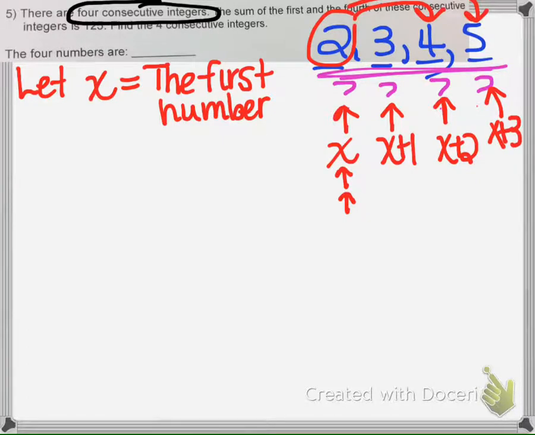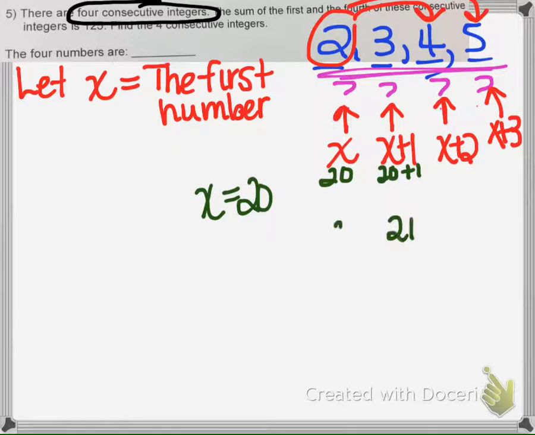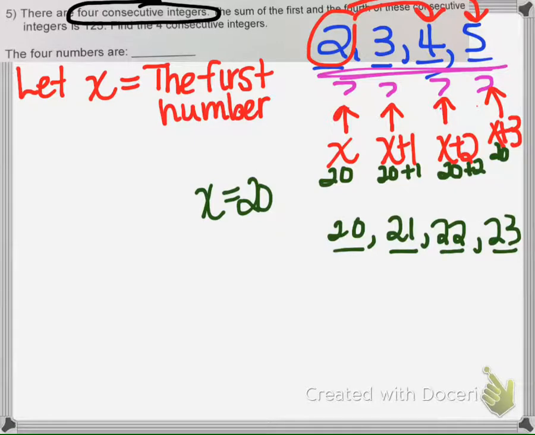Let's make sure, just real clear here, that that makes sense. Let's just pretend that we had x equal, let's say, 20. If x was 20, and I plug in a 20 there, the first number would be 20. The next one would be 20 plus 1, which is 21. Here are our numbers. And then if I plug in 20 here, 20 plus 2 is 22. And then 20 plus 3 is 23. So we get 4 numbers that are right in a row. So this works.